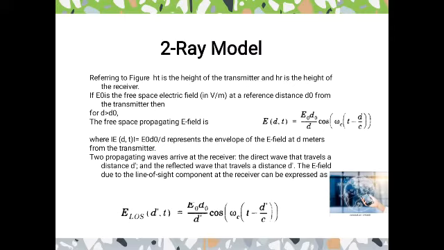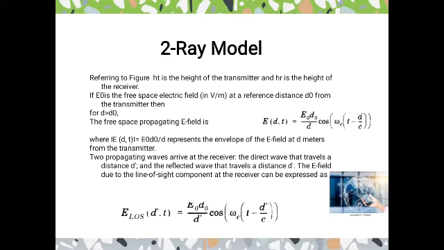Two propagating waves arrive at the receiver: the direct wave that travels a distance D', and the reflected wave that travels a distance D''. The electric field due to the line of sight component at the receiver can be expressed as E_LOS(d',t) = E0 D0 / D' cos(ωc (t − d'/c)).